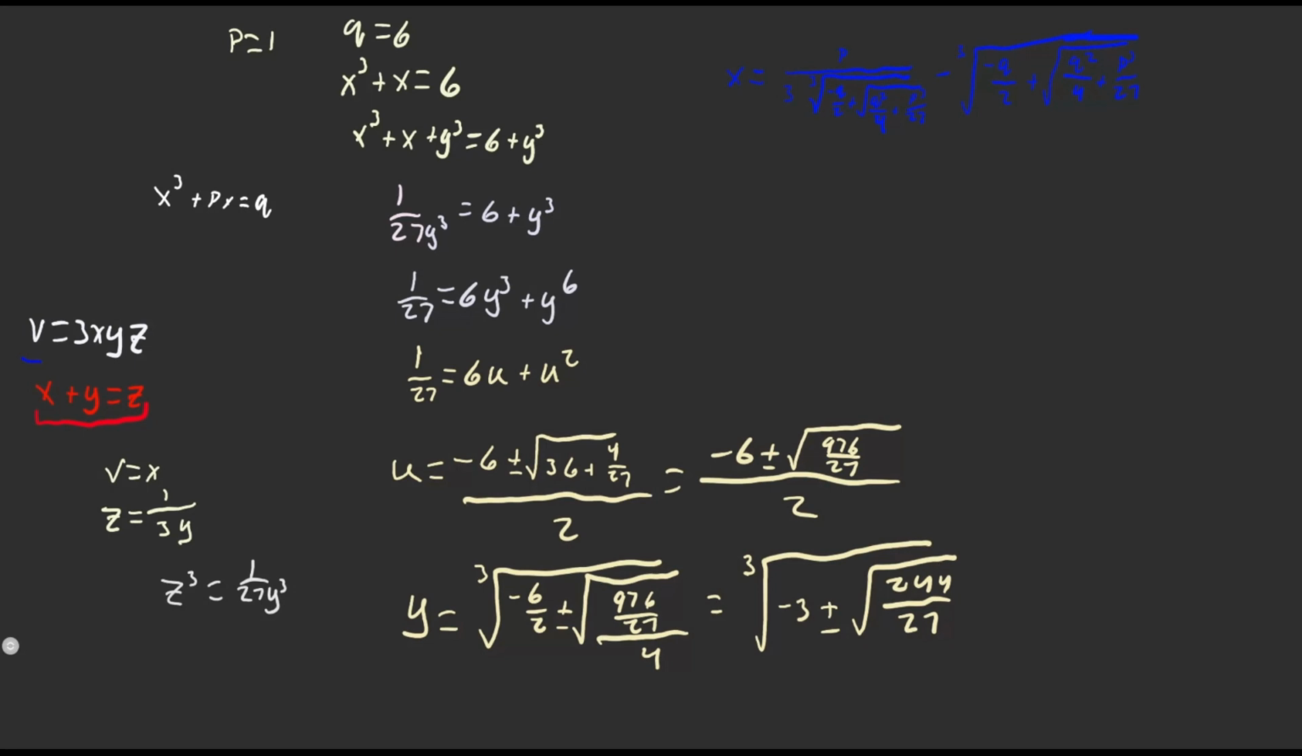So with that, we now have what is y cubed, and we could see that if we plug it in for z, we're going to get z is equal to 1 over 3 times the cube root of -3 plus, because we're choosing which one we want to use, so it's going to be plus the square root of 244 over 27. And we're also now going to find x by having z minus y.